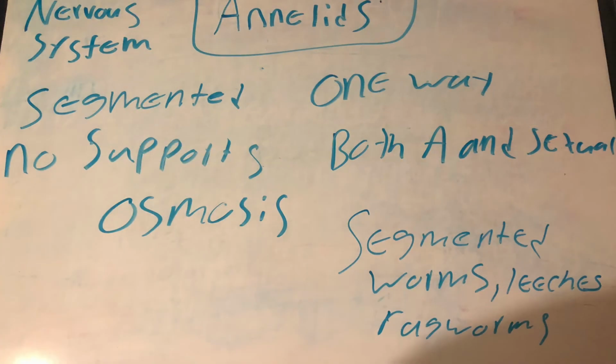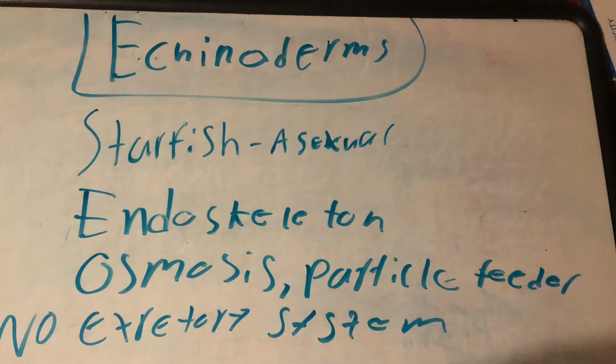Annelids. So they have a nervous system, they're segmented, and they have no support, so they don't have anything. Osmosis, no lungs, and a one-way digestion. Echinoderms, these are starfish. We're kind of going back in time here. These kind of suck, kind of like our sea sponges. They don't really do anything, but they're a little bit more advanced.